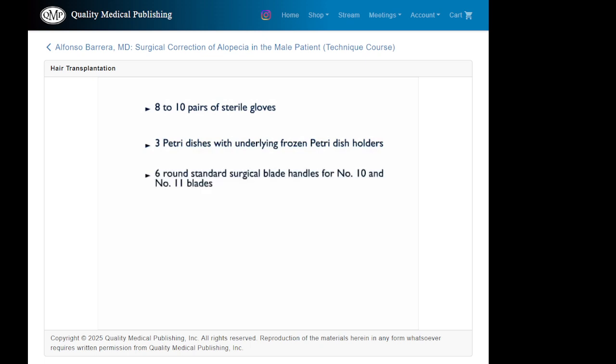6 round standard surgical blade handles for number 10 and number 11 blades. Approximately 30 number 10 Bard Parker blades. A diptych, 2 Kerlix and 1 3-inch elastic bandage.